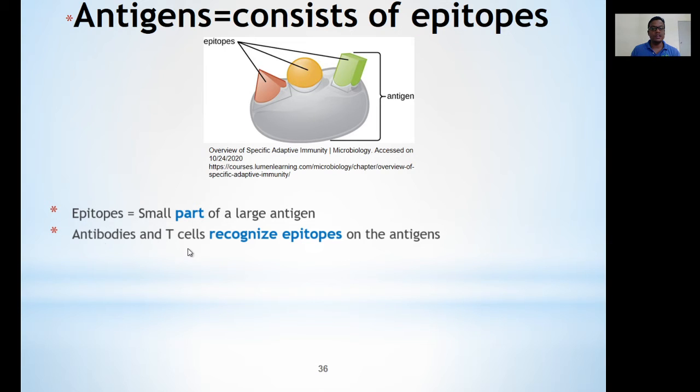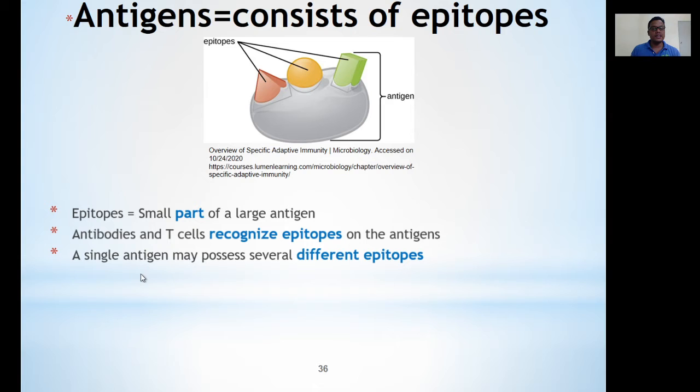Antibodies and the T cell do not recognize the whole antigen, but they will recognize the epitopes on the antigens. The Fab or the antigen binding site on the antibody will specifically recognize the epitope, and also the T cell receptor on the T cell will bind to the specific epitopes. They will not bind to the whole antigen, but to the specific epitopes.